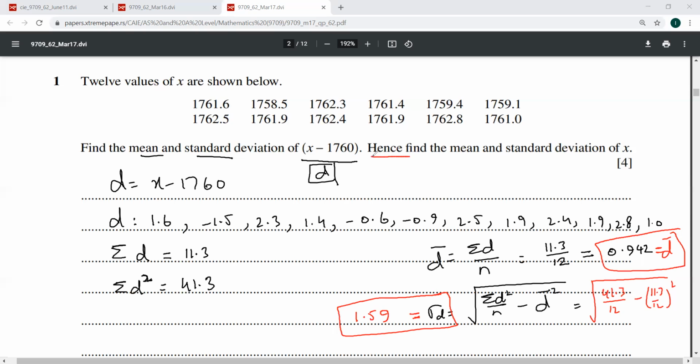And then it says, hence find the mean and the standard deviation of x. So the mean of this x would be, you will put that 1760 back into this 0.942. So that would be 1760.942. So writing in the way he has written it, let's keep this correct to one decimal place. So the mean is going to be 1760.9 and the standard deviation is going to be the same, that is 1.59. So we have done this quickly because we have used the coded data.